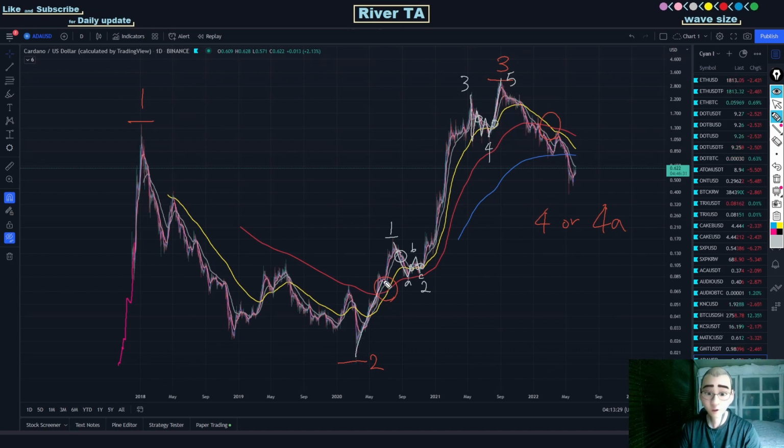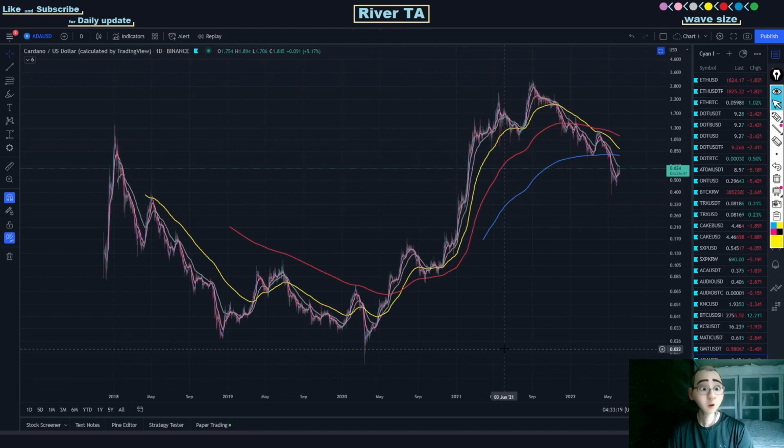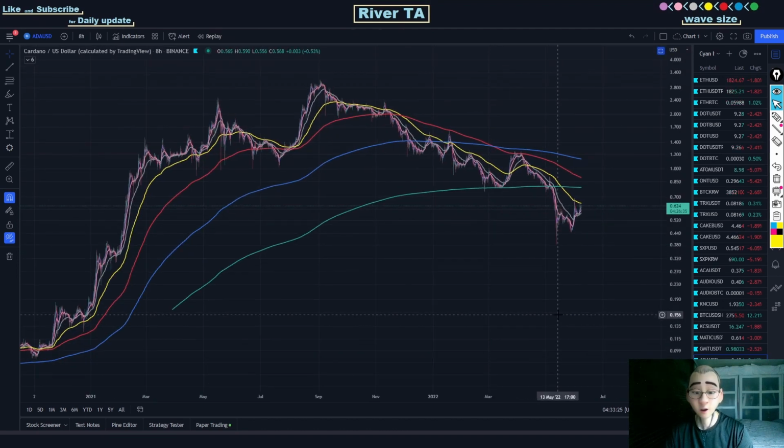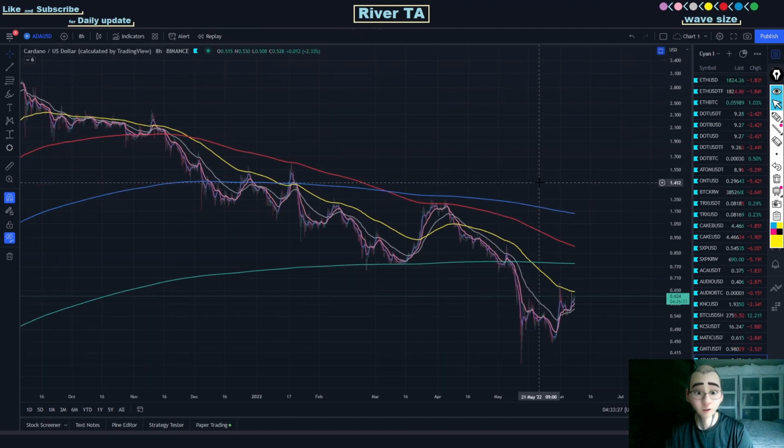So wave 1, 2, 3, 4, and then 5 into red level wave 3. Alright, so now that's explained, let's have a closer look at the current formation over here by looking at the lower time frame. So let's change our chart from daily time frame to 8-hour time frame and have a closer look at the current formation.